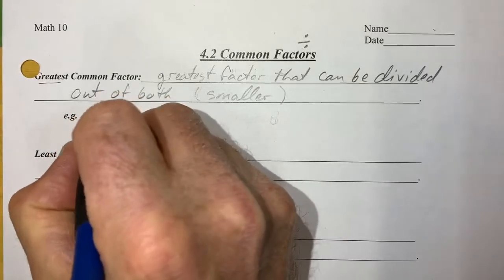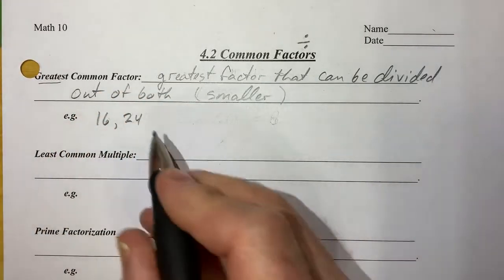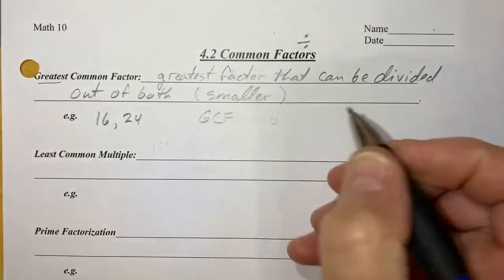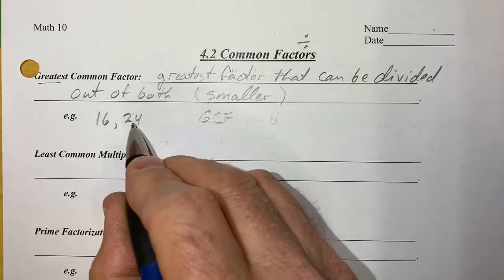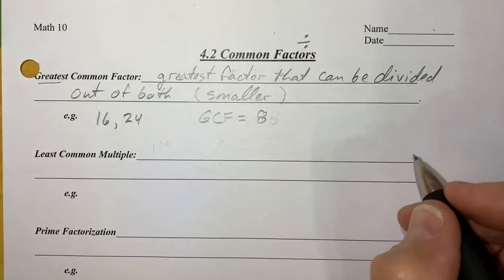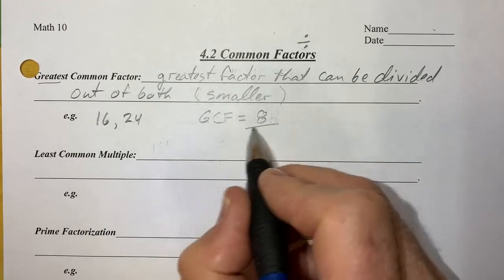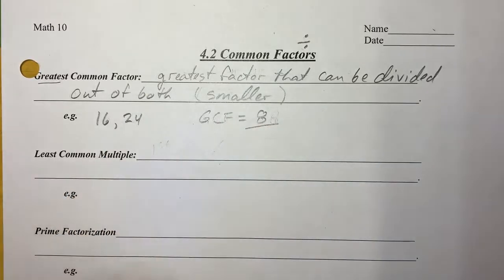So for example, if we had 16 and 24, I know they're both divisible by 2. Well, they're also divisible by 4. So the greatest common factor, 4 is bigger. Oh, actually, I could divide out 8. This is 8 times 2, 8 times 3. The GCF is actually 8. Now, 2 and 4 are factors. Yes, they're common factors, but the greatest common factor is 8. It's the greatest one that'll come out of both of them. And notice 8 is smaller than both.